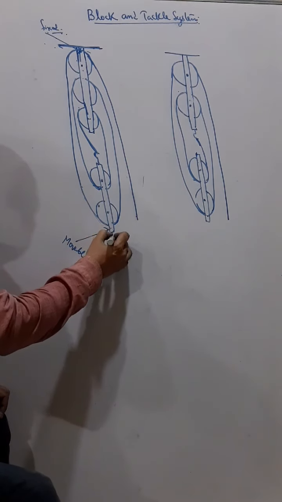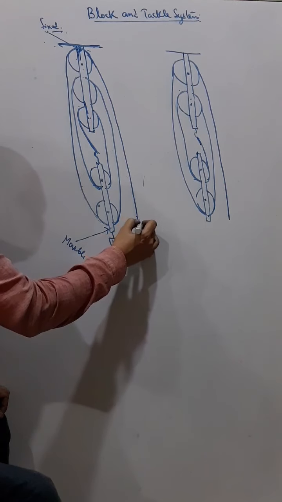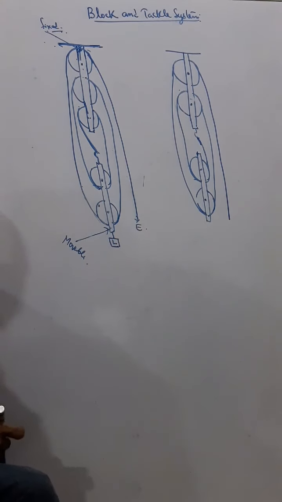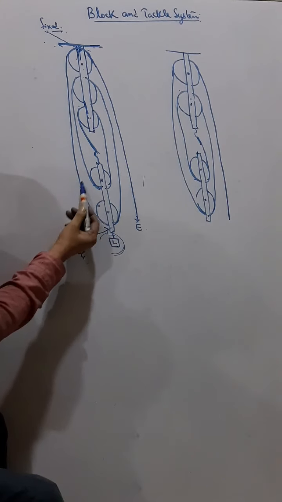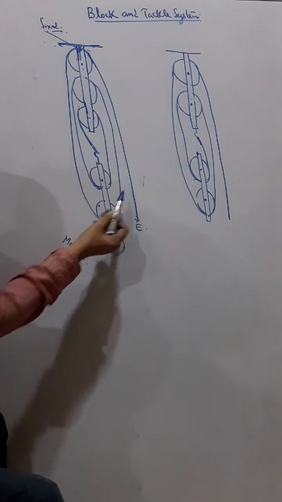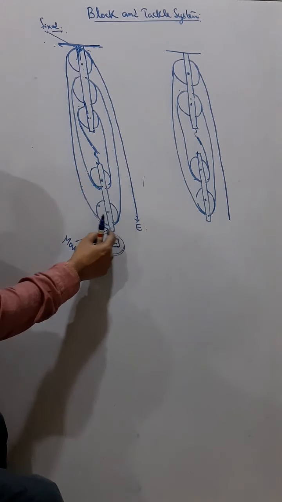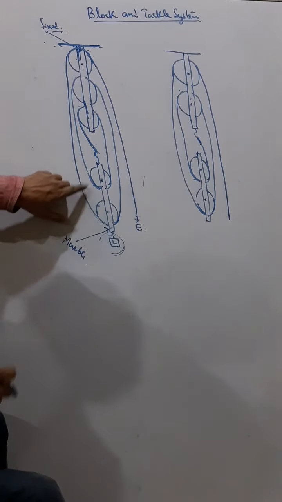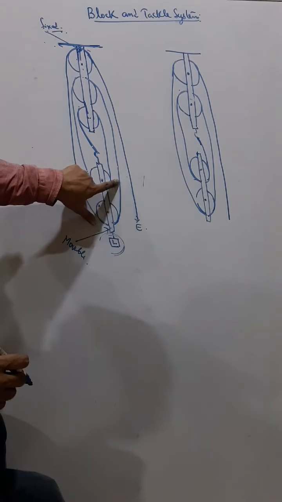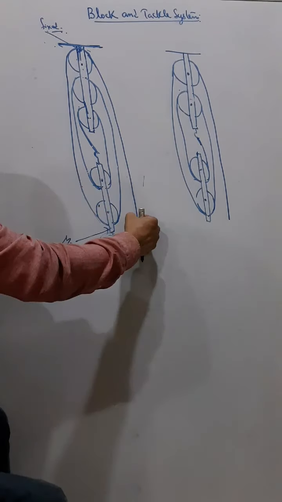Now see, now this is the load and this is the effort. Now you can understand the whole load is actually divided into these 5 ropes. Okay, 1, 2, 3, 4 and 5. That means the total weight of the load is divided into 1, 2, 3, 4 and 5. Okay, and this one you will hold, we are holding it.